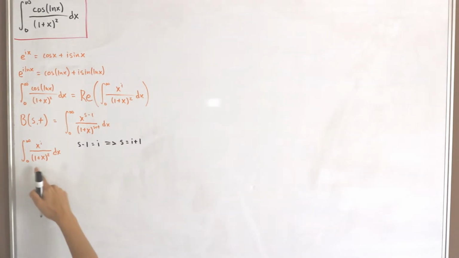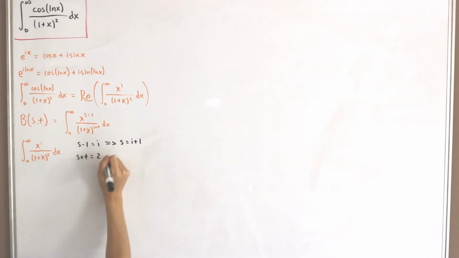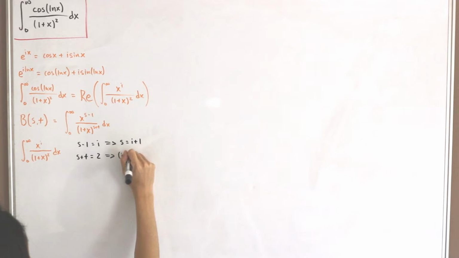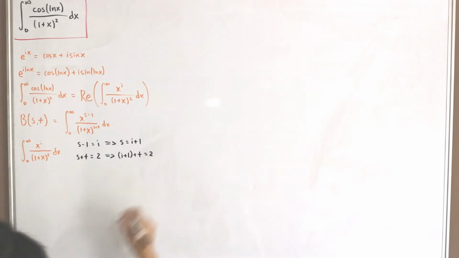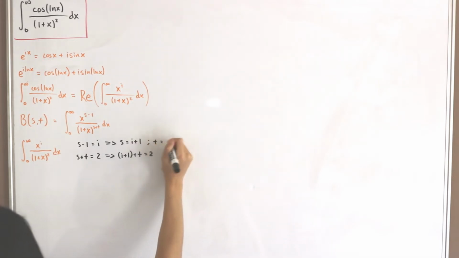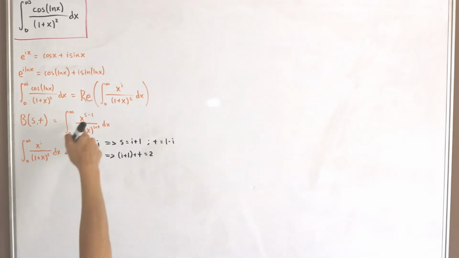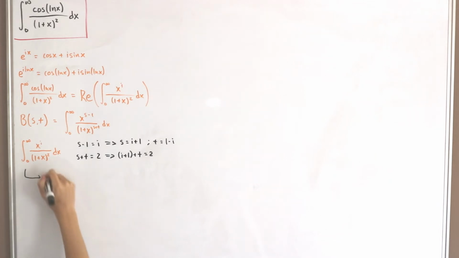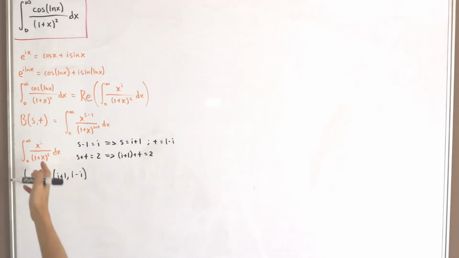And so the next part we have is s plus t. We set that equal to 2. So then we'll plug back what s is equal to, so it's i plus 1, and then plus t equals 2. Therefore, if we do the math, we get that t is equal to 1 minus i. Okay. So therefore, this integral over here is actually equal to beta of i plus 1 comma 1 minus i. So that's what the beta function is in this integral representation.